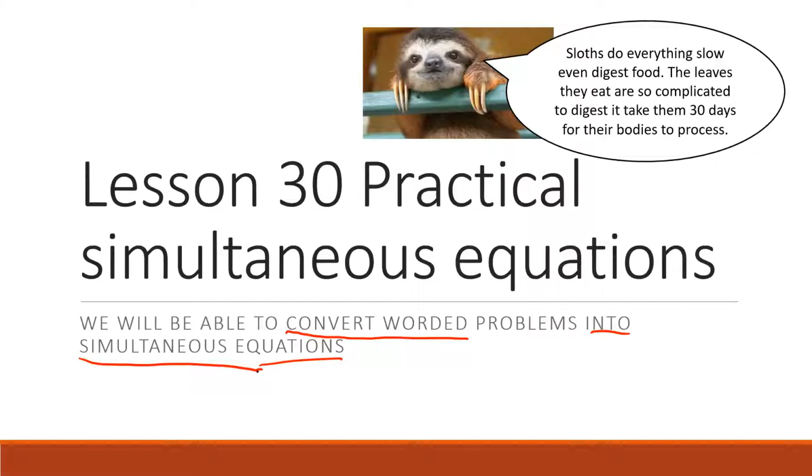Really quickly, lesson 30: sloths do everything slow. They even digest food slow. The leaves they eat are so complex to digest that it actually takes their bodies about 30 days to process. So yeah, sloths, one of the cute animals.